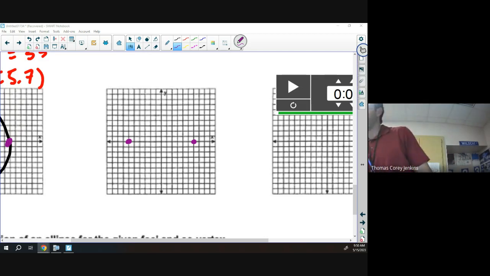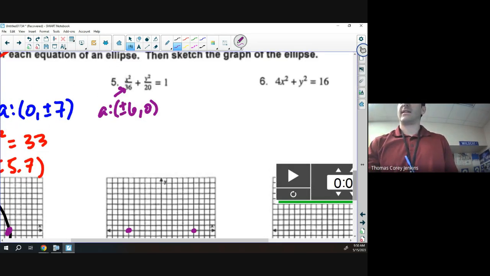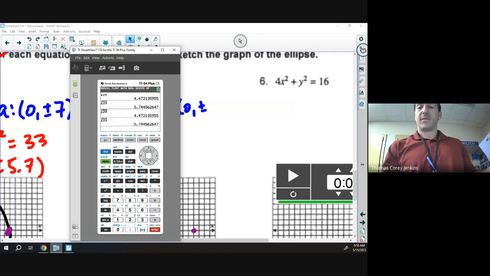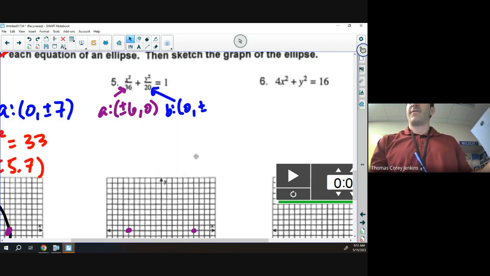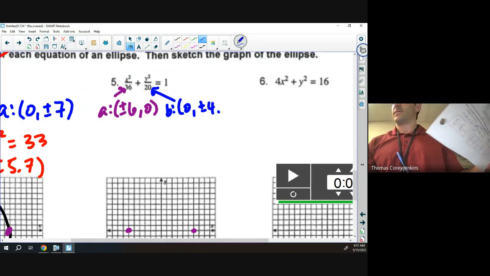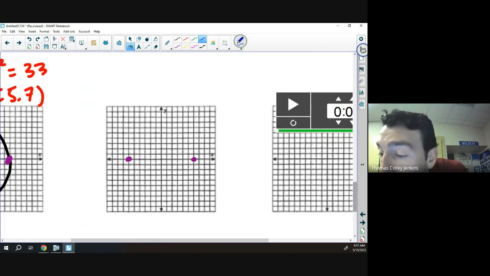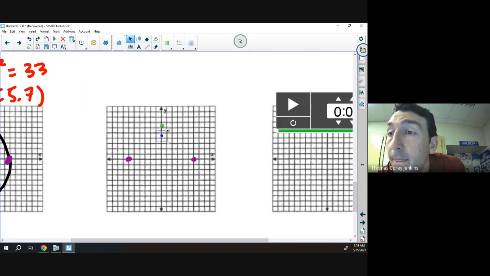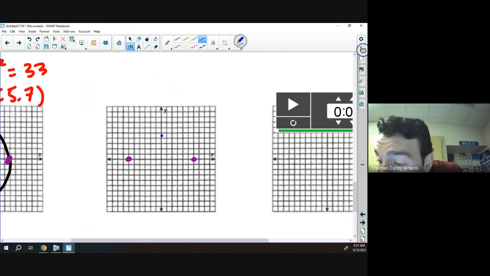And now my minor vertices are going to be at 0, comma the square root of 20. So this is, again, B plus or minus. The square root of 20 is about 4.5, I think. Let me just make sure on that. 20. Yeah, about 4.5. So 0, 4.5 is tough on this little graph, I know. I'm sorry about that. So just do your best. 1, 2, 3, 4.5.